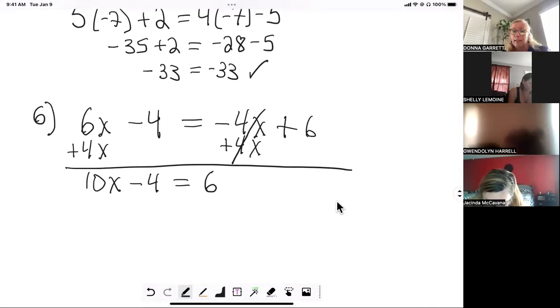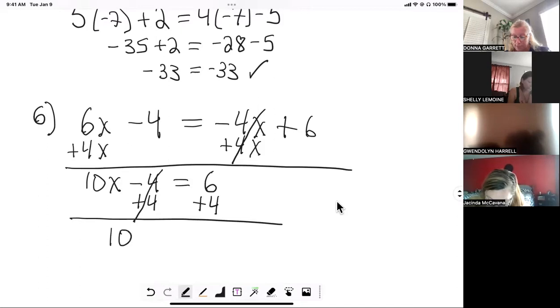And now that I've done that, I have my x's on one side, I need to get my numbers on the other side. So that minus 4, I already have the 6 on the other side. I need to separate the x and the minus 4. So I'm going to add 4 to both sides to move that 4 to the other side. So negative 4 plus 4, that's 0. So when I simplify, I have 10x is equal to 6 plus 4 is 10.